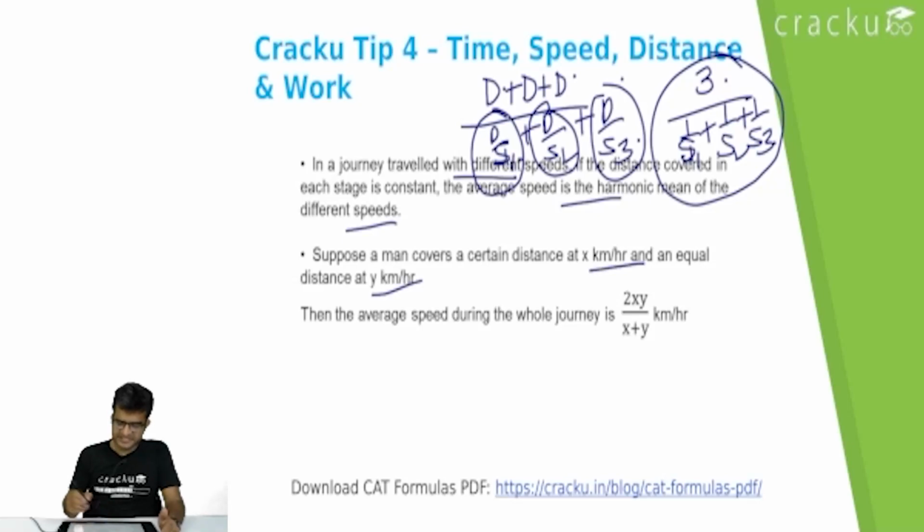This is again just an extension. If the modes of transport are just 2, then it will be 2xy by x plus y. This is the harmonic mean of x and y. Let us now look at the next slide.